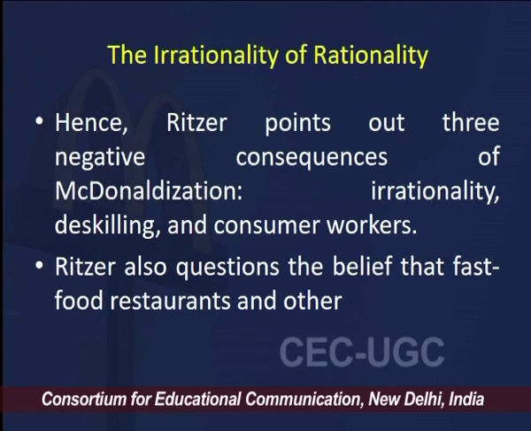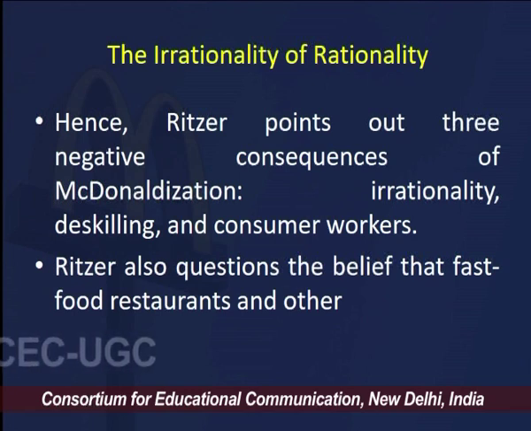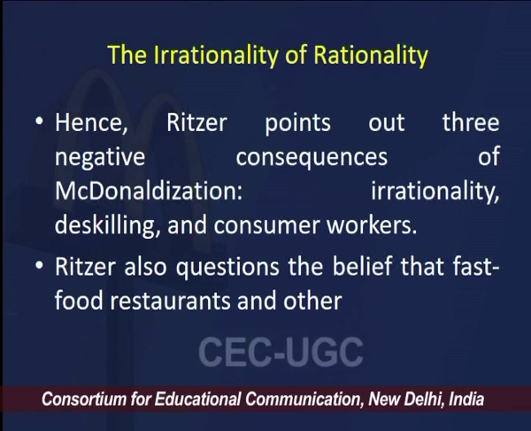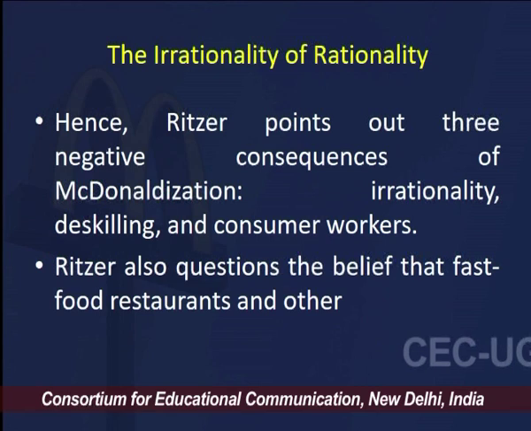The third unreasonable effect is that fast food restaurants are often dehumanizing settings in which to eat or work. Customers lining up for a burger or waiting in the drive-through line, and workers preparing the food, often feel as though they are part of an assembly line. Hardly amenable to eating, assembly lines have been shown to be inhuman settings in which to work. Hence, Ritzer points out three negative consequences of McDonaldization. These are irrationality, de-skilling, and consumer workers.